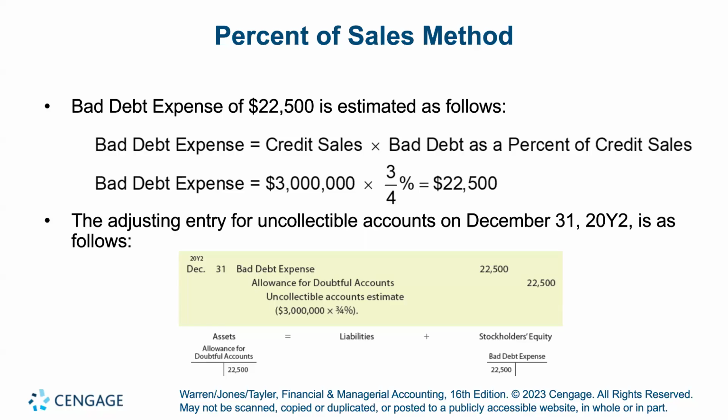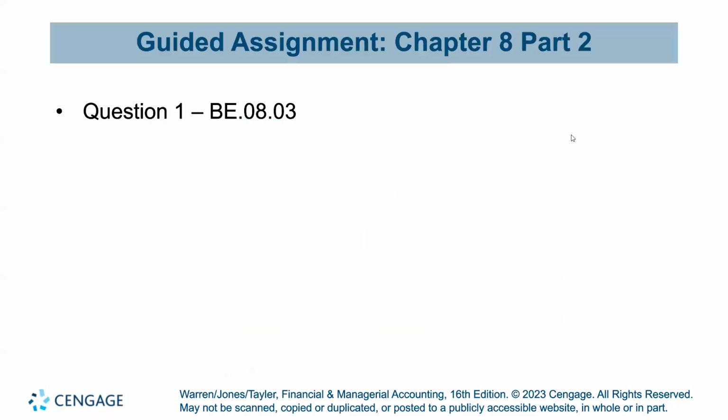The idea is we'd like to take that expense for bad debts during the year in which we sold the stuff to people and created that accounts receivable, instead of pushing it into the next year where it doesn't make any sense. So that's why we use the allowance for doubtful accounts method. That's one method, the percent of sales method. We're going to do a problem in the guided assignment to see how that plays out.